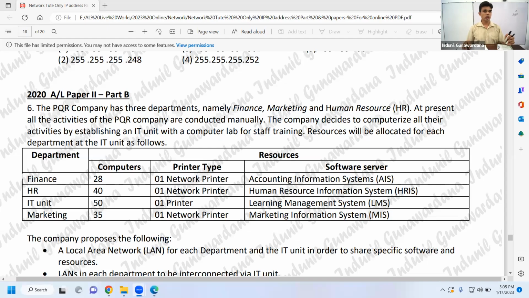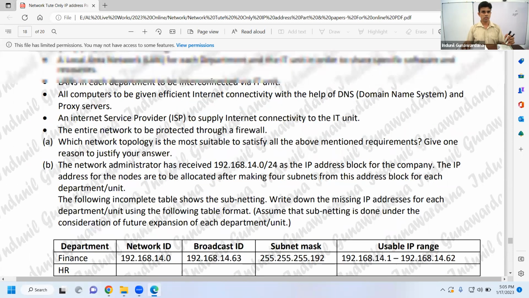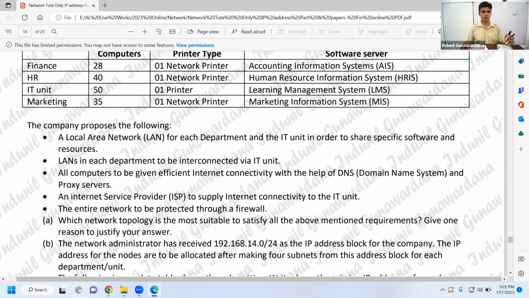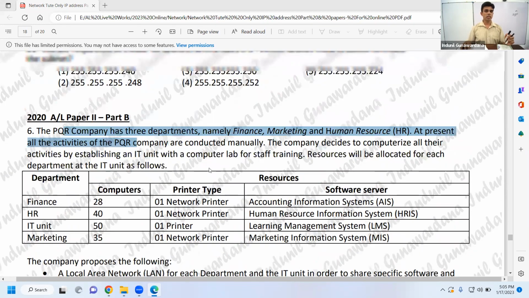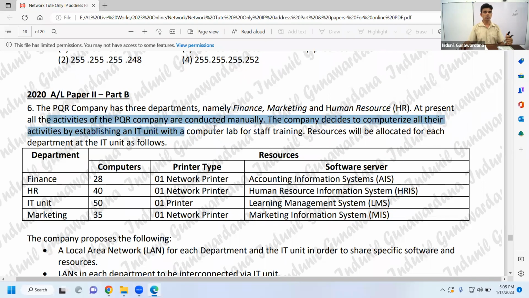Right. So in the 2020 question, again I told you to do this at home. Hope that you have done this. Then I'll just read it. I don't want to give you time here. Quickly I'll continue since you all completed that. It says that the PQR company has three departments, namely finance, marketing, and HR. At present, all the activities of the PQR company are conducted manually. The company decides to computerize all their activities by establishing an IT unit with a computer lab for staff training. Resources will be allocated for each department like this.